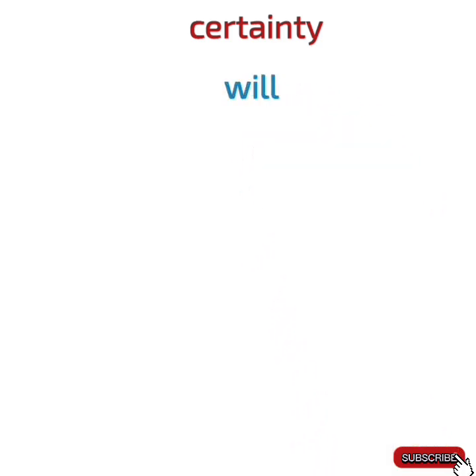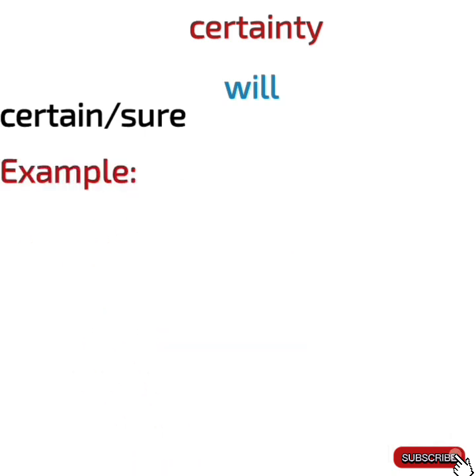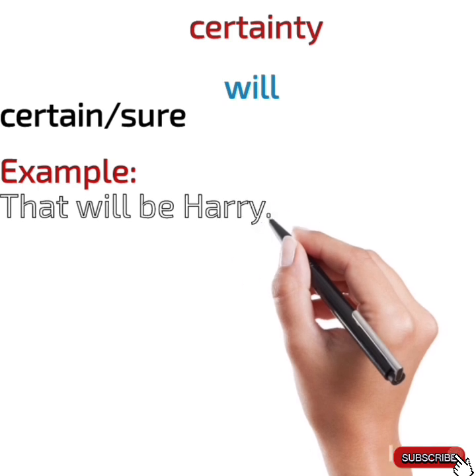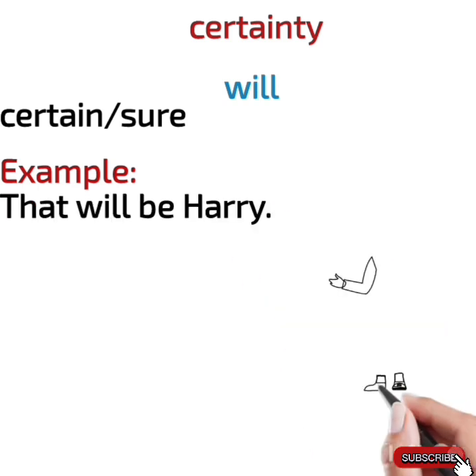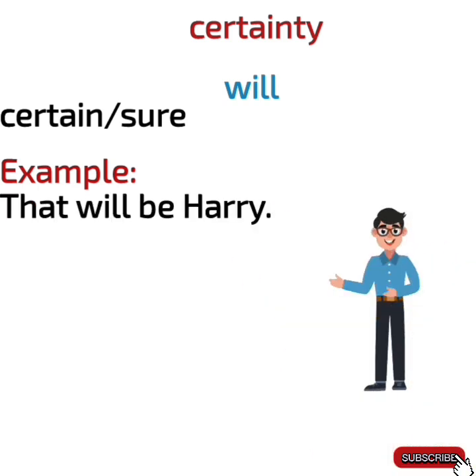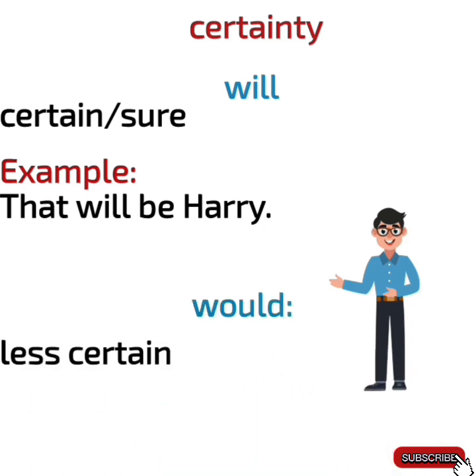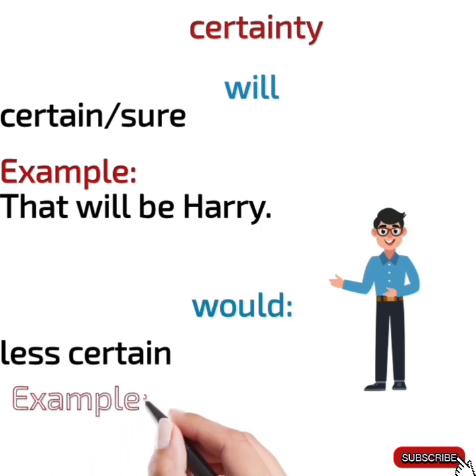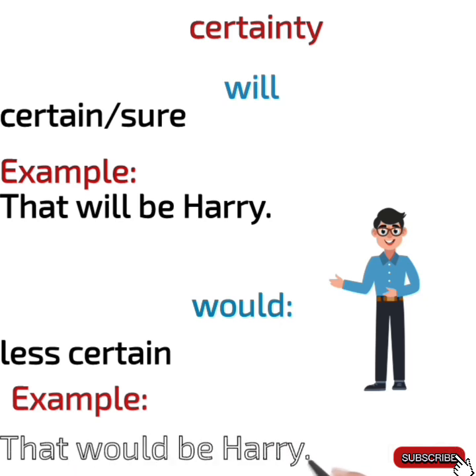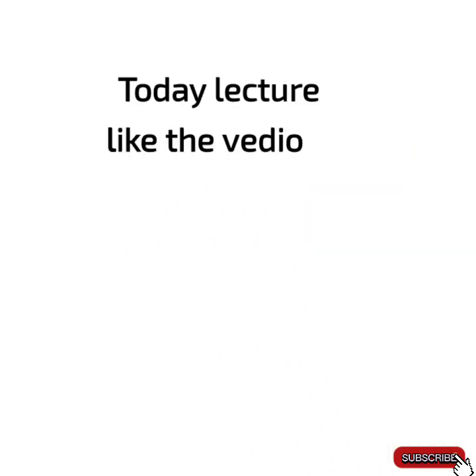Next, certainty. Will as certainty, we have to use for things that are certain and that we are sure about. For example, that will be Harry. So here we are sure about Harry. It's actually Harry. So we use will here. So that's a certain thing. Would is used for less certain things, things we are not quite sure about. For example, that would be Harry. So here we are not quite sure; it might or might not be. So we used would here instead of will. If we are certain, we use will. So that's the difference. So this is all about today's lecture.